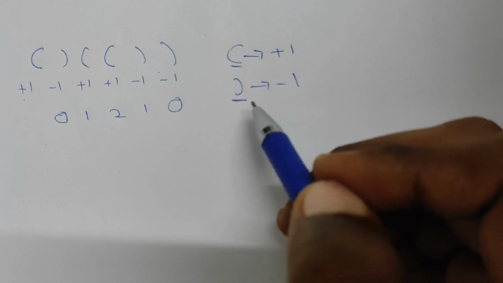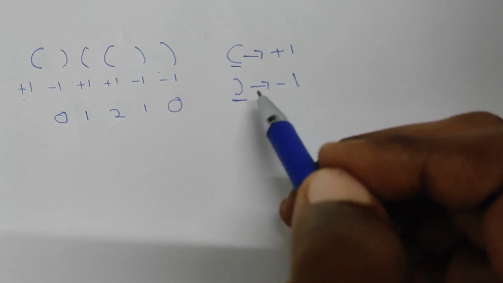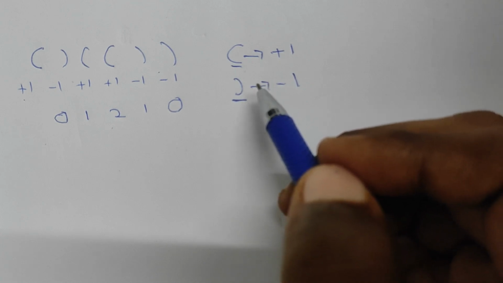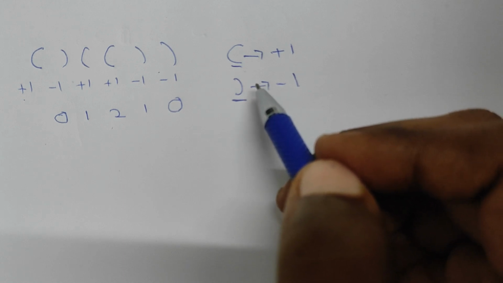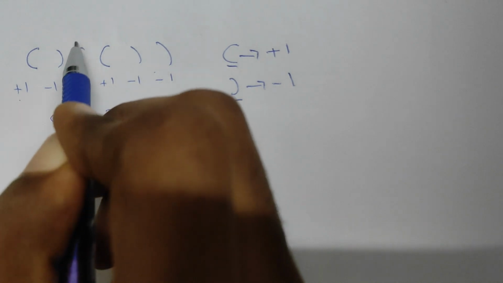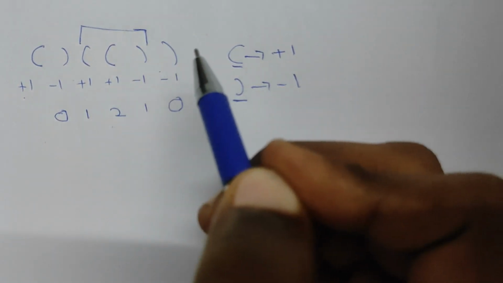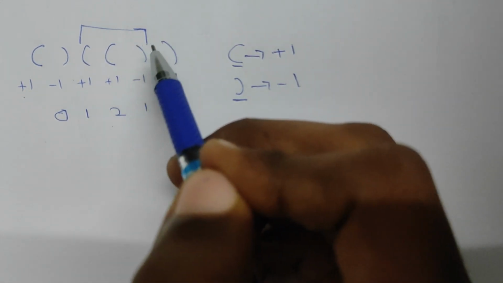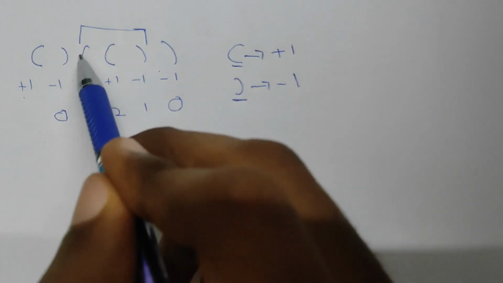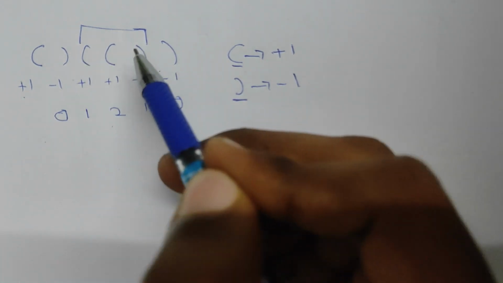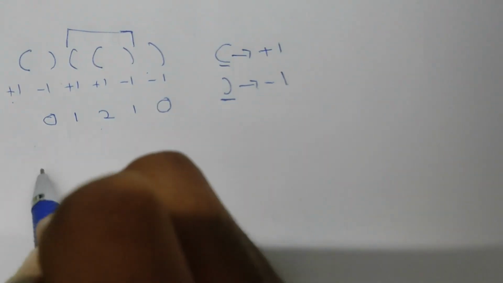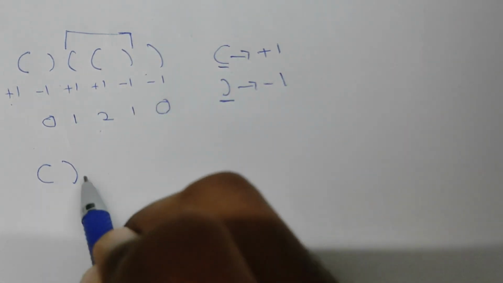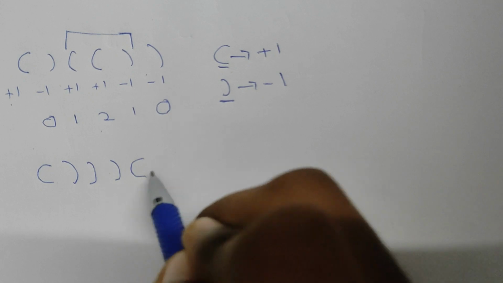So what we have to find is the number of substrings. A substring is a continuous piece of string. So this is a substring. We have to find the number of such substrings such that if we take the inverse of this substring, the rest of the string stays the same, but we take the inverse of this substring. The inverse of this substring will become this.